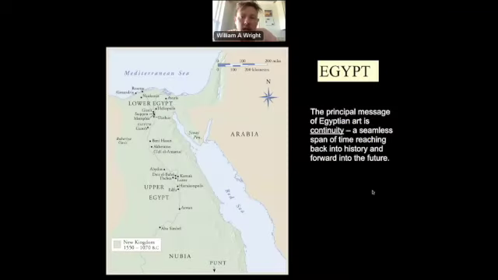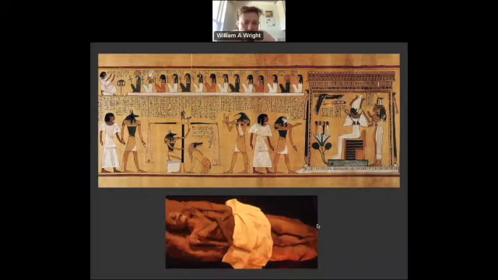In any case, that gets us to Egypt. The principal message of Egyptian art is continuity. It is a seamless span of time reaching back into history and forward into the future. Basically, Egypt of the pyramids is Egypt of today. It's one of the few parts of the world that has never changed its names. Lots of things have changed about it, but the cities, the rivers, the things, they remain the same. And the culture, while it has developed, it's still Egypt. Okay, so it's a seamless span of time reaching back into history and forward into the future.